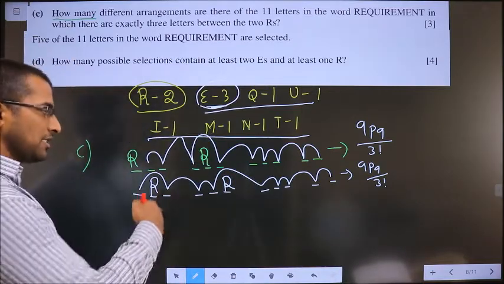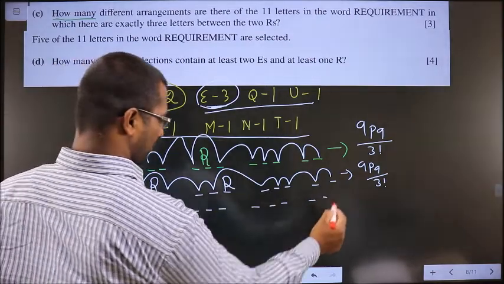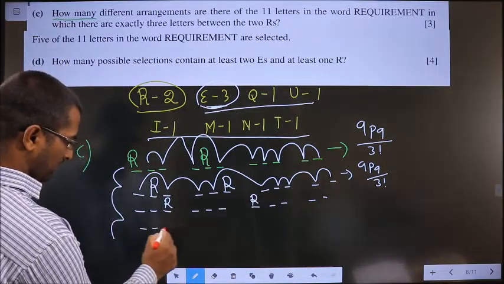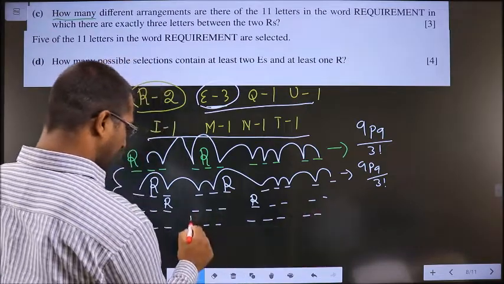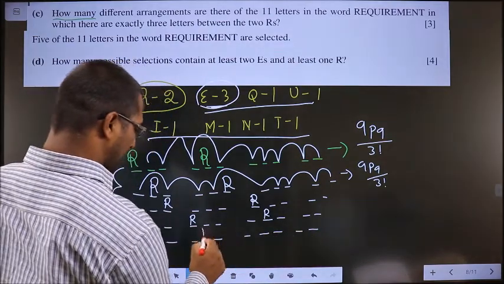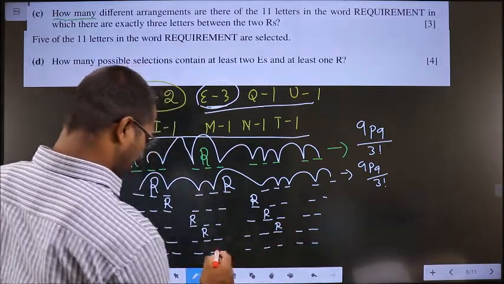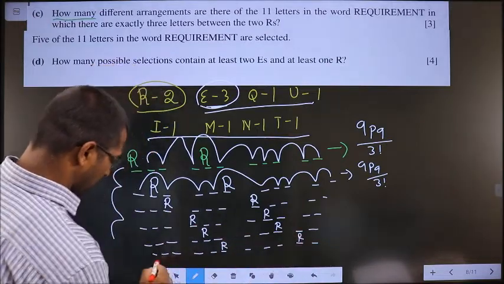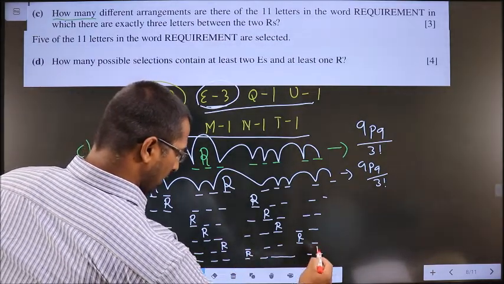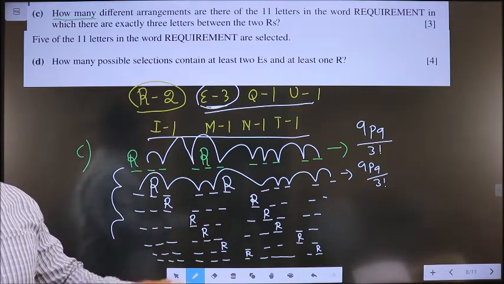Okay. Like this, how many options will I get? Let us write for all of them. R can also be here and another R can be after 3 letters. Next, R can be here and another R can be here. Next, if I take R here, another R has to be here. Next, if I take R here, another R has to be here. Next, if I take R here, another R has to be here. Clear? No other option satisfying the condition is possible.